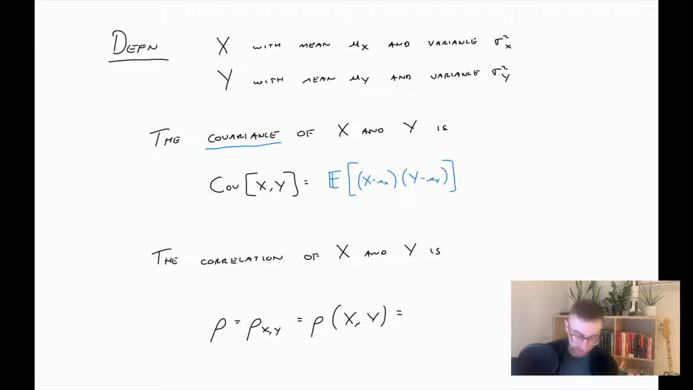Okay, and then similarly, correlation is defined. There are a few different ways of notating that. Often we use rho, but by definition it's the covariance of X and Y divided by the square root of sigma squared x times sigma squared y.